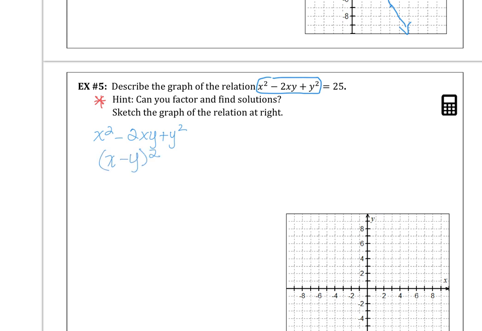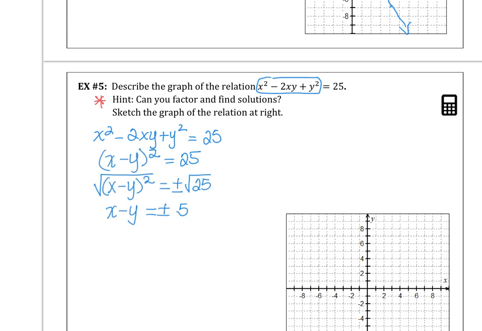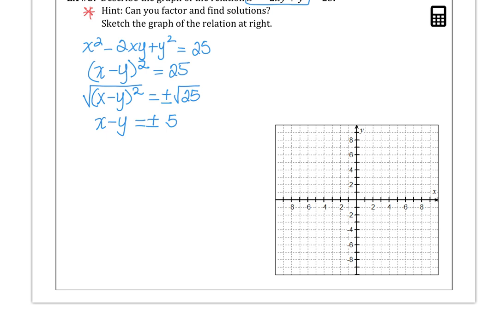that can be factored as the quantity x minus y, squared. And if that's equal to 25, and we take the square root of the left side to clear the square there, we get x minus y. But we also have to take the positive or negative square root of 25, which gives us plus or minus 5. Then if we isolate the y, we know that y is going to be equal to either x plus 5 or y is going to be equal to x minus 5.